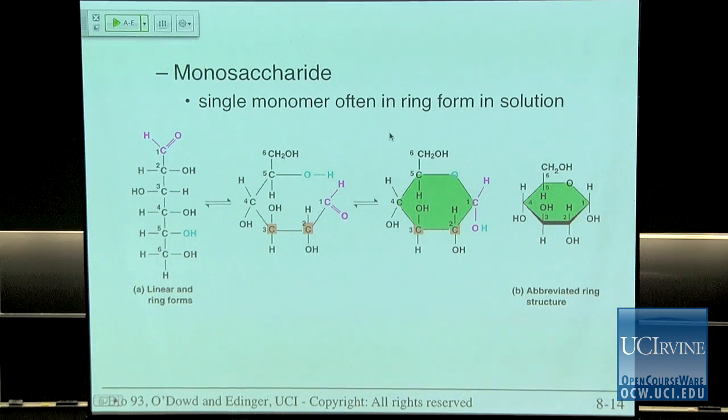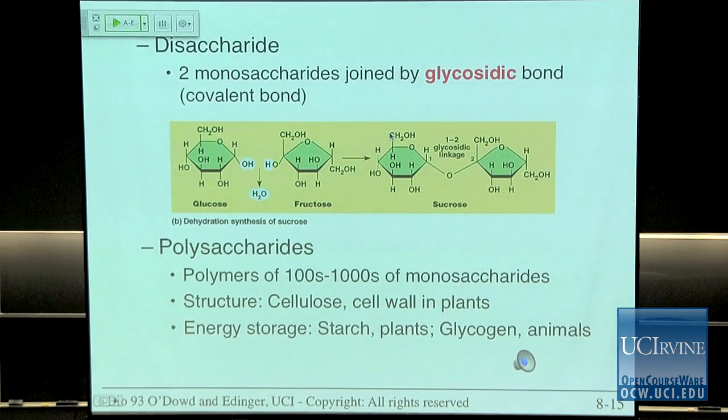So you have to understand the basic structure and what the functional groups do in terms of conferring different properties. Okay, a disaccharide is when you have 2 monosaccharides joined by a glycosidic bond. This is a covalent bond, and it's formed by what type of reaction? A dehydration reaction, which is shown here.